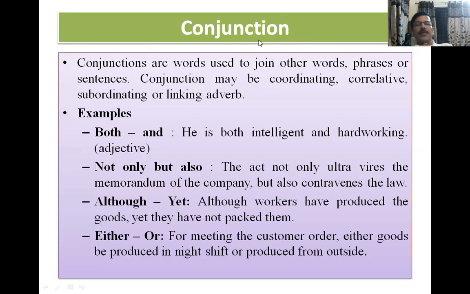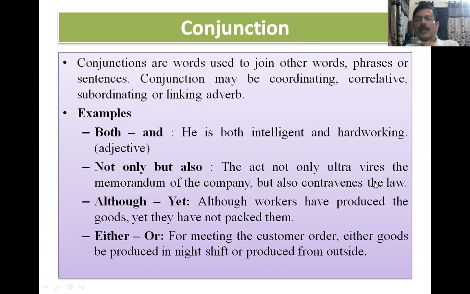Next is conjunction. Conjunctions are words used to join other words, phrases, or sentences. The conjunction may be coordinating, correlative, subordinating, or linking adverb. Examples: both...and, as in "He is both intelligent and hardworking." Here the linking conjunction is "both...and". Not only...but also is a commonly used conjunction.